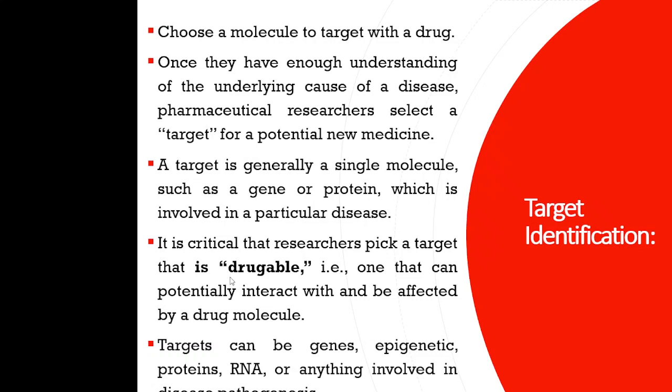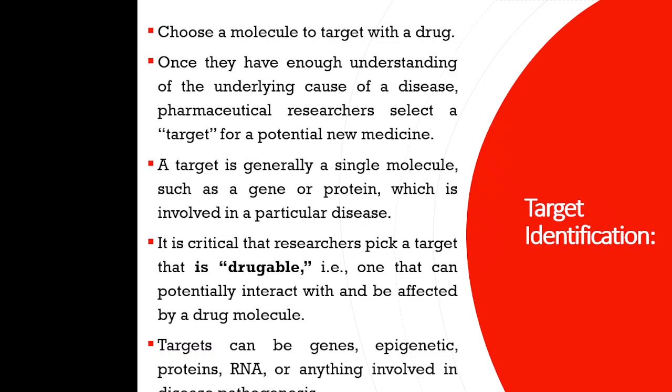So it is critical that researchers pick a target that is druggable. That is one that can potentially interact with and be affected by a drug. So there is an important problem here. We have identified a particular protein, and we know that that protein is responsible for the development of this disease. But we are facing an important problem. We do not find any drug molecule that can influence this protein molecule. Then it will be a big problem. So this is an important situation.